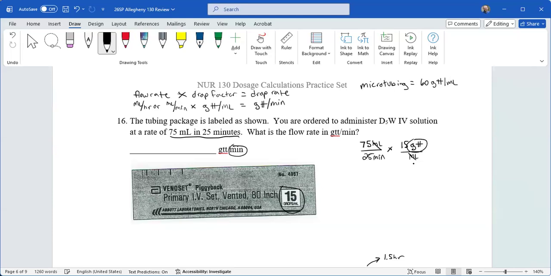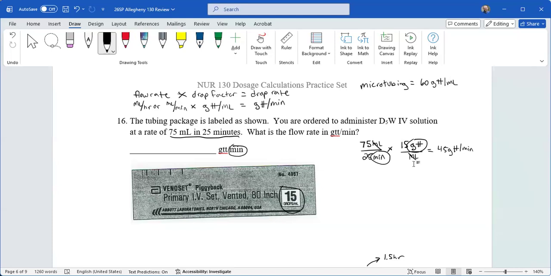Before you do any math, you can see you're already in the right setup, and then you'll get 45 drops per minute. If that had said, 150 milliliters in 1 hour, then you just want to make sure you convert the hours to minutes before you kind of progress.